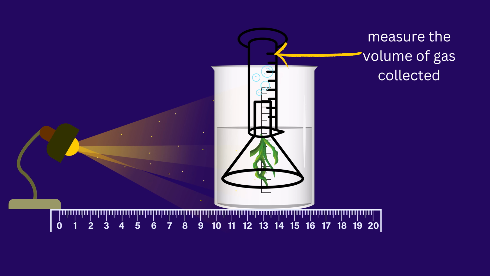Another way we could set up this experiment is to place the pondweed inside an inverted funnel. Place the funnel in a beaker filled with water and then place a measuring cylinder filled with water over the funnel to catch the bubbles. As the bubbles rise, what is going to happen? The water will be displaced by the gas, and then you can go ahead and measure the volume of gas collected.